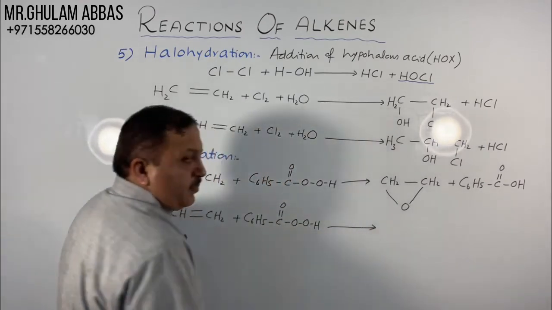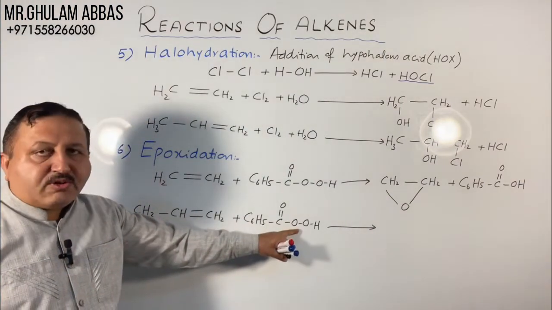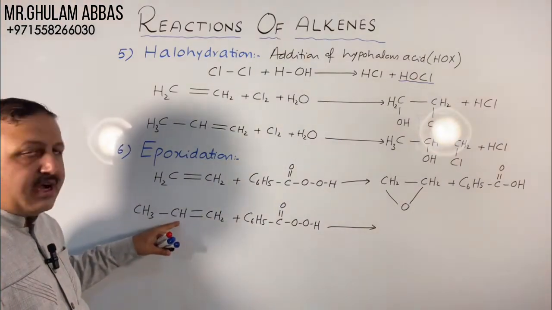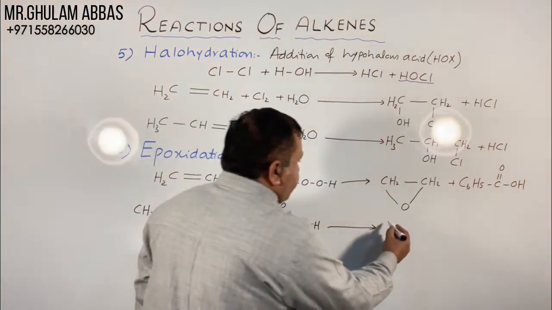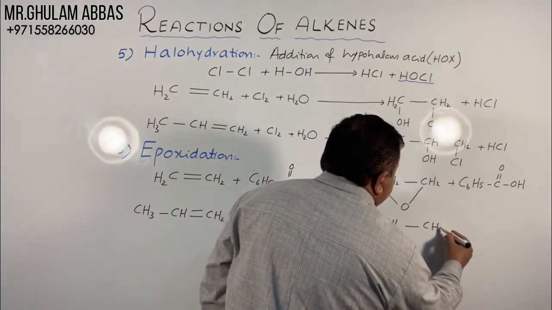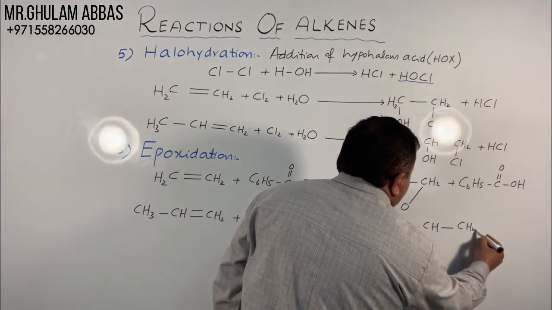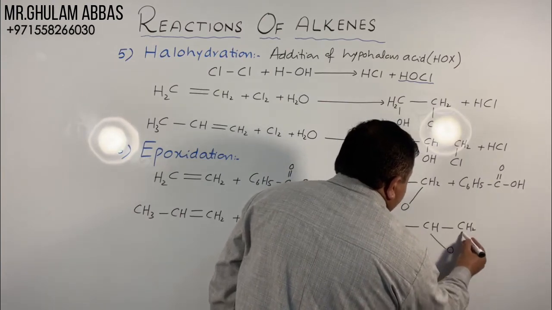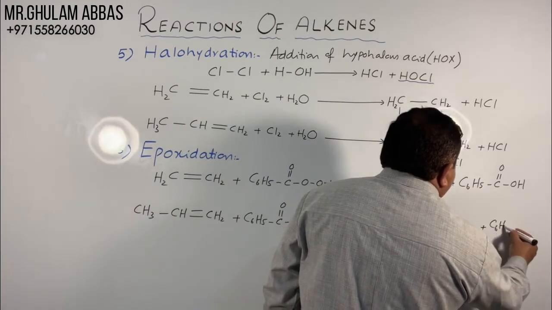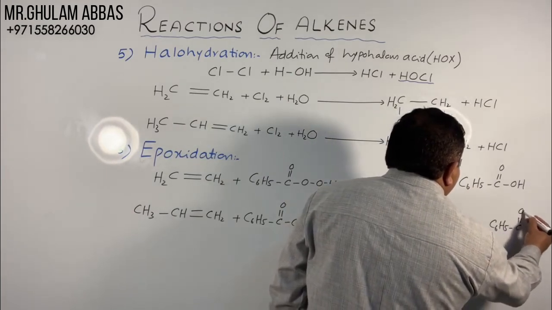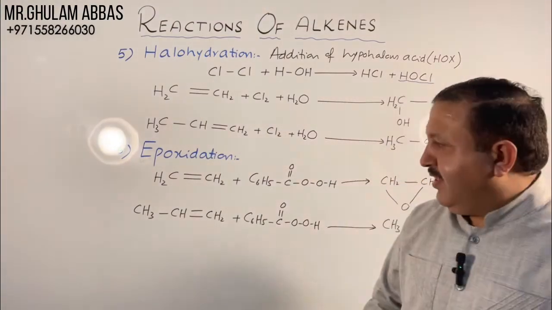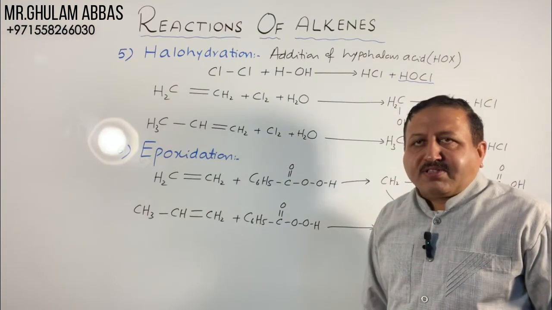Concept is the same. It will lose one oxygen and this oxygen will become attached between the two carbon atoms. Our product will be CH3 single bond CH single bond CH2, with the oxygen bridging, and side product will be C6H5 C double bond O and OH, benzoic acid. This is all about epoxidation.